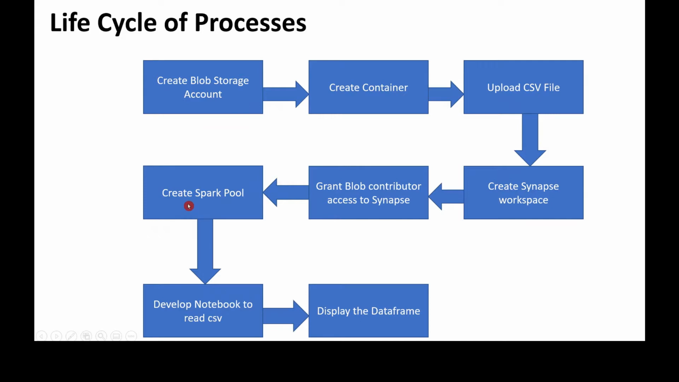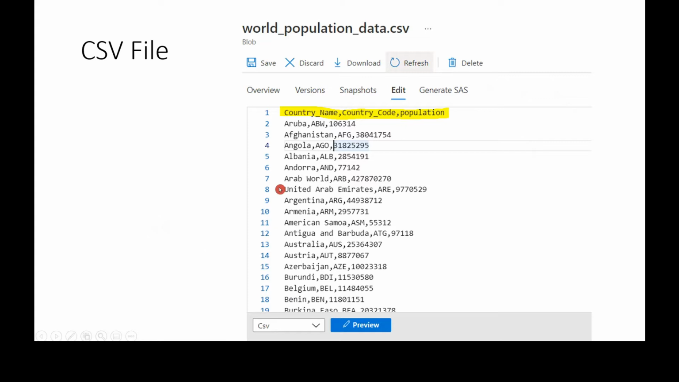Once we have deployed this computing infrastructure, then we have to create a notebook to read the CSV file from blob storage. Once the CSV file is read and the data frame is created, then that can be displayed for our verification purpose. This is the complete life cycle of the process. This is a sample CSV file that I have created. It would contain country name, country code, and population. So it would contain all the countries along with country code and population count.